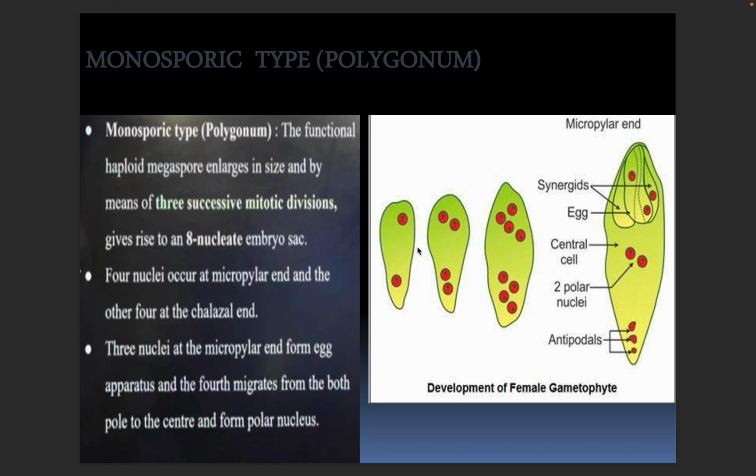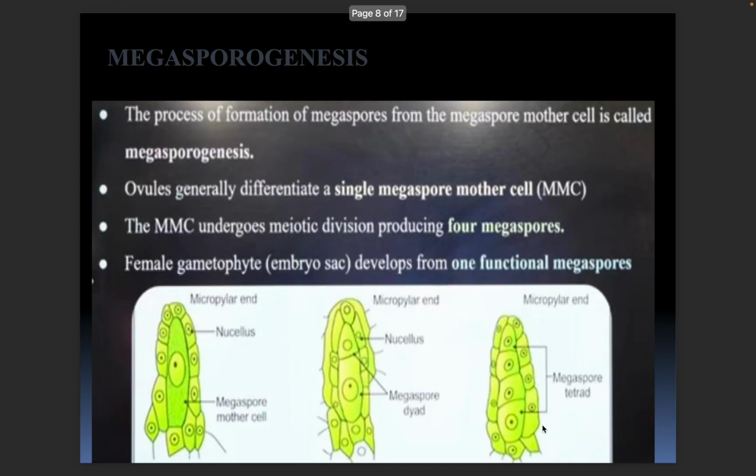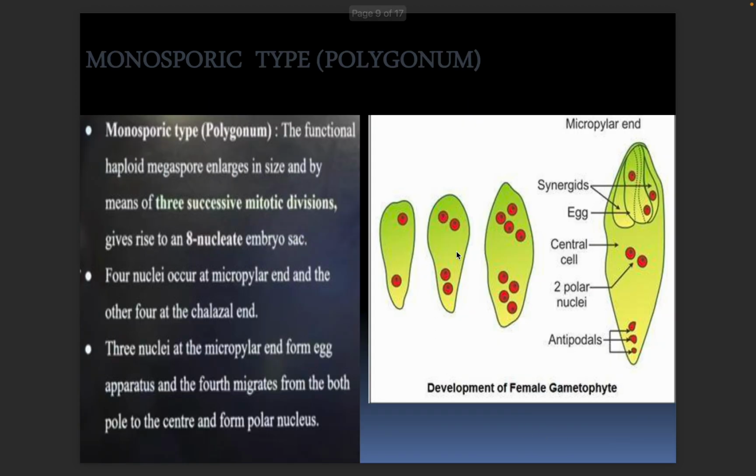So 1, 2, and 3, three successive mitoses have taken place in this one functional megaspore. This leads to formation of 2, then 4, then 8. Okay, so these are the three successive mitotic divisions, and this kind of development we call monosporic type of development. Now at the end you can see how many nuclei there are?